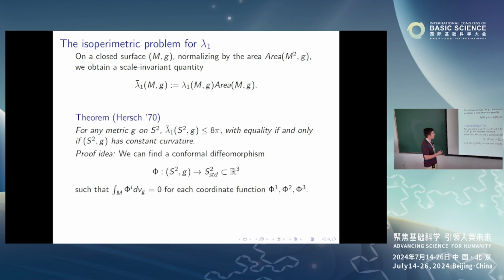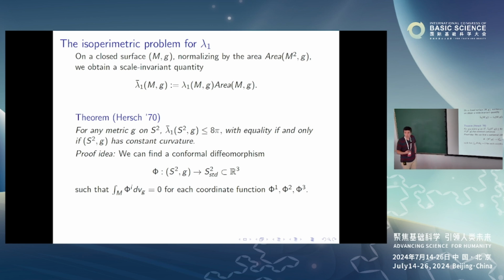So the proof idea is very simple. I'll show it to you in case you haven't seen it before. By uniformization, we know that we can always find a conformal diffeomorphism from whatever metric we're starting with to the standard two-sphere inside of R3. And moreover, because the space of conformal automorphisms of our two-sphere is very large, in particular we have this 3-parameter family of non-trivial ones coming from conformal dilations, you can actually arrange that that conformal diffeomorphism is balanced in the sense that each of the 3 coordinate functions has 0 average on M.